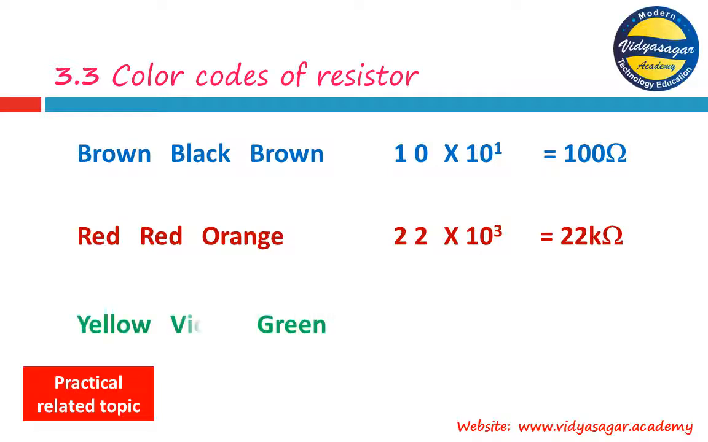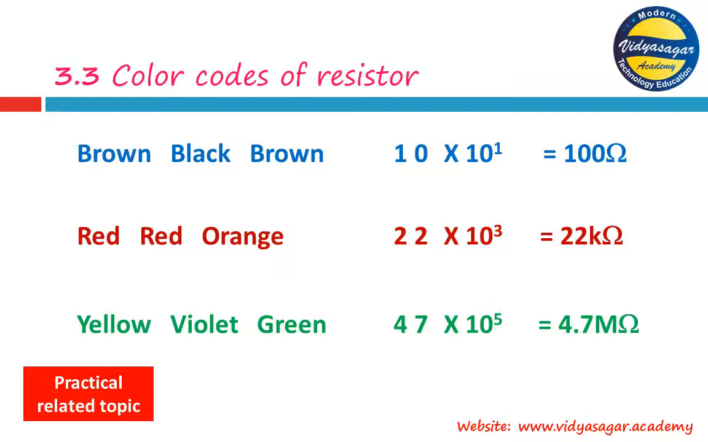Again taking one example, yellow, violet, green. In this, yellow stands for 4, violet stands for 7, and green has a multiplier of 10 raised to power 5. So the value of this resistor will be 4.7 mega ohm. Here the value will actually be 47 followed by 5 zeros. So we divide it by 1000 to convert it into kilo ohm, and again divide it by 1000 to convert it into mega ohm.